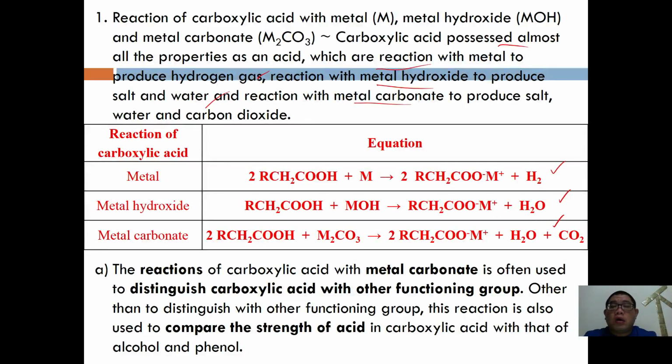And in here, all these equations must be written in a balanced manner because these are all simple neutralization reactions. Especially the reaction between carboxylic acids and metal carbonate is one of the ways to distinguish carboxylic acid from other functional groups. Other than being used to distinguish other functional groups, this reaction is also used to compare the strength of carboxylic acid, especially with alcohol and phenol.